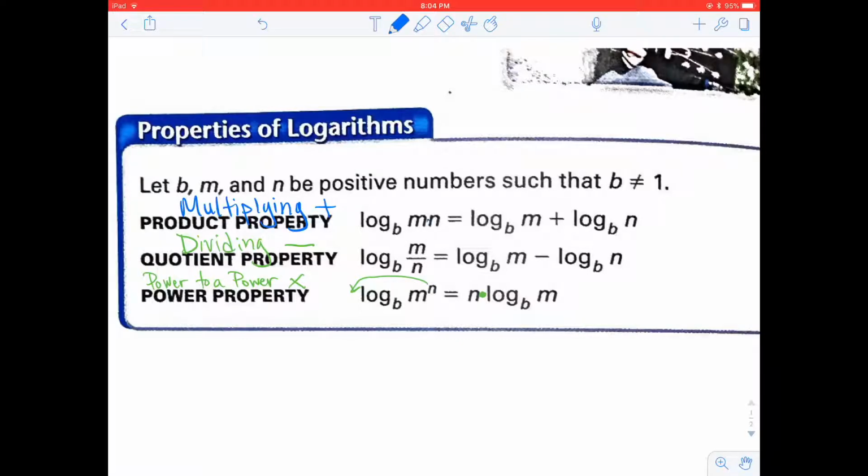When we're dividing, the division sign even looks like a subtract sign. And we're going to work that division problem top to bottom. So we're going to pull the M out first. We have log base B of M. We're going to subtract that from log base B of N. So we work it top to bottom. For dividing, we subtract.